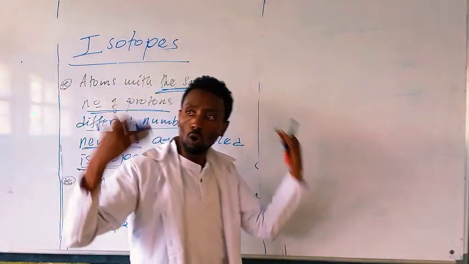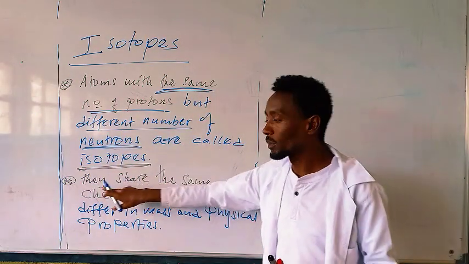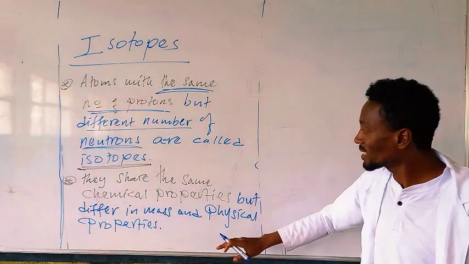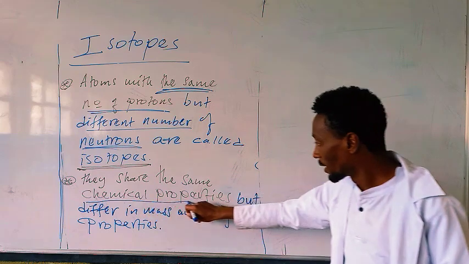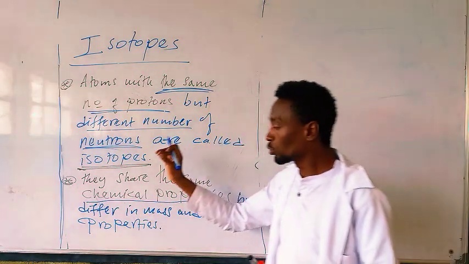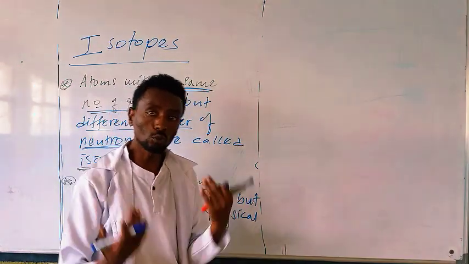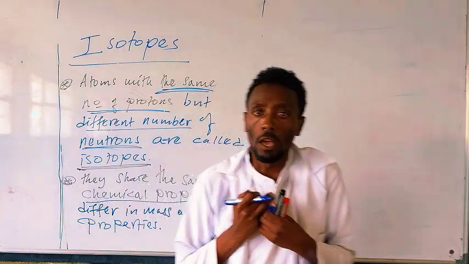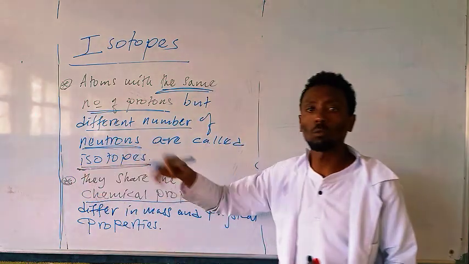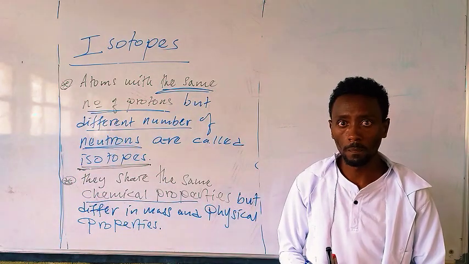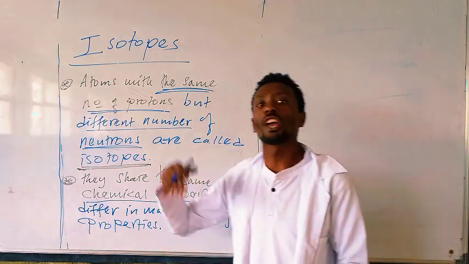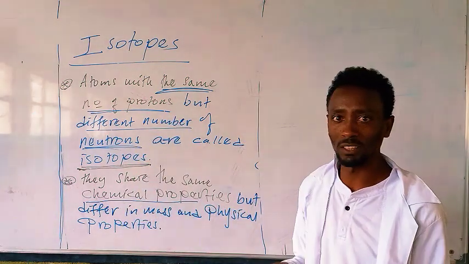But two or more isotopes, they have what? The same chemical property. You must understand. If we have two or more than two isotopes, these isotopes share the same chemical property.